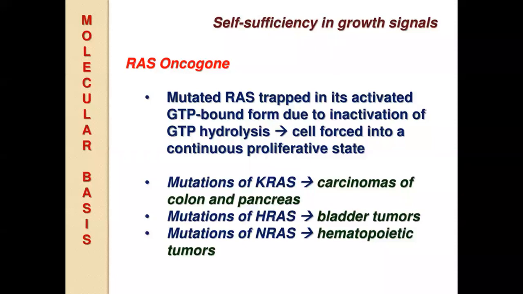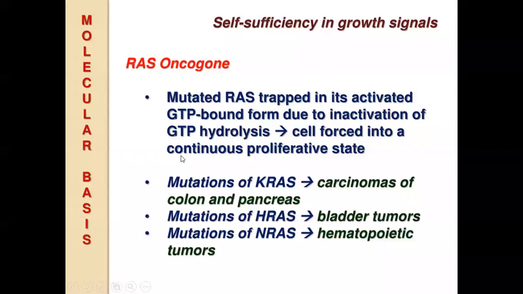Normally, the active RAS protein is inactivated by the GTPase, while the mutated RAS remains unaffected by the GTPase, and which enfolds the cell into a continuous proliferative state.